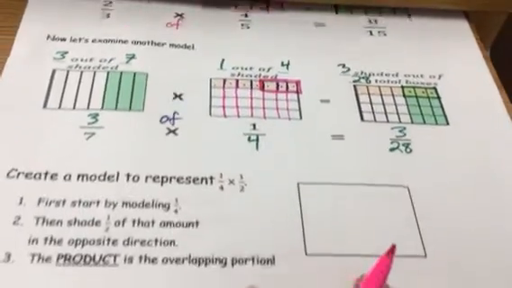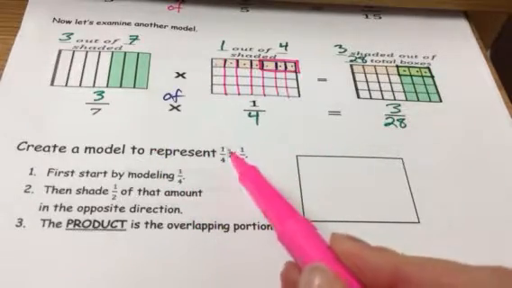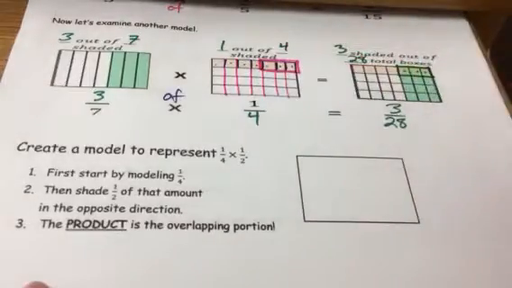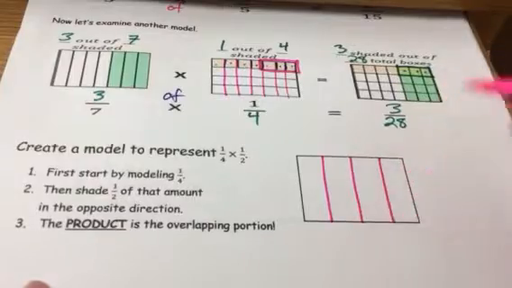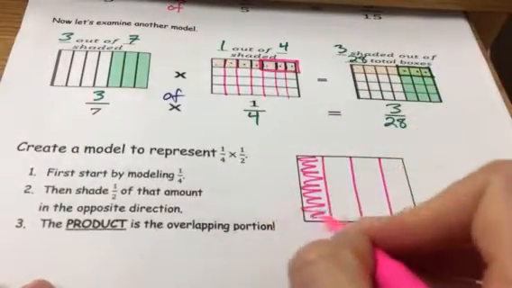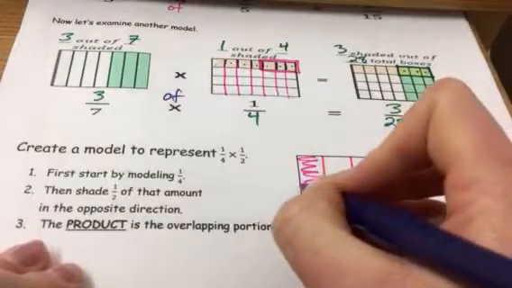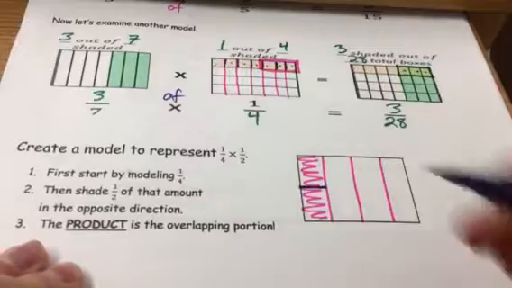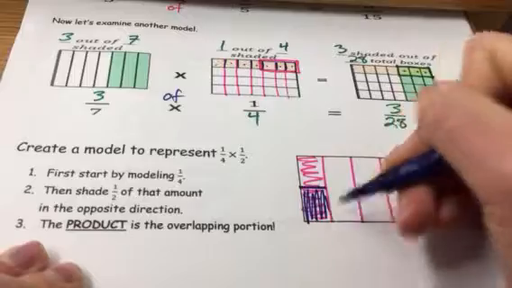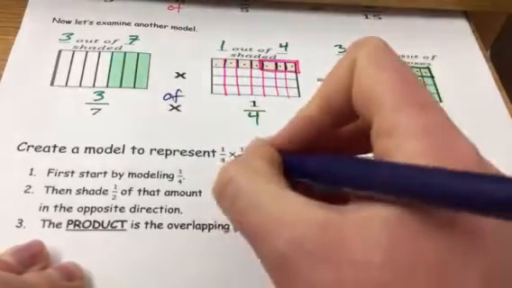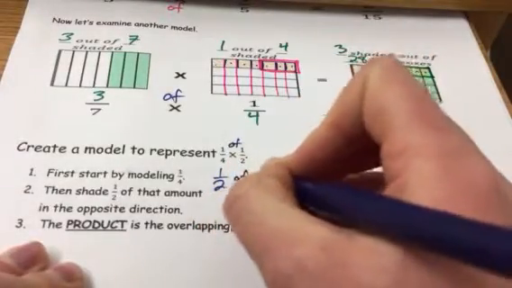So let's start generating some of these models ourselves. So let's go ahead and create a model to represent 1/4 times half. So let's model 1/4 first. So I'm going to cut it in half and cut my halves in half. So 1/4 is this right here. I need to take half of this. So I'm going to go ahead and cut it in half like this. So I've literally just created half, and I'm going to shade half of that because I literally just took half of 1/4, and I kind of flip-flopped the order.